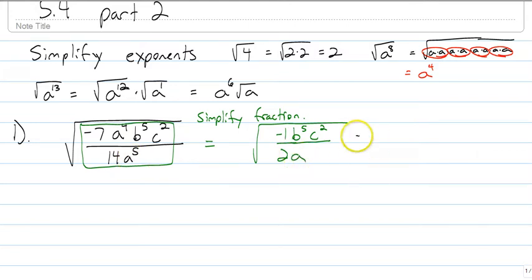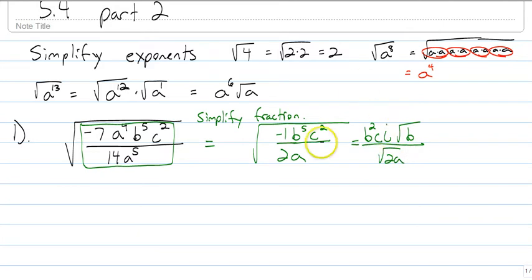So now we can take the square root of everything. Remember, this square root means square root everything on top and on bottom. So the square root of -1, you should remember from yesterday, is i. The square root of b to the 5th, you should get b squared. In fact, I like to put the letters first. c squared is c, and we are left over with one more b. Okay? So that's what the top looks like. The bottom looks like just the square root of 2a.